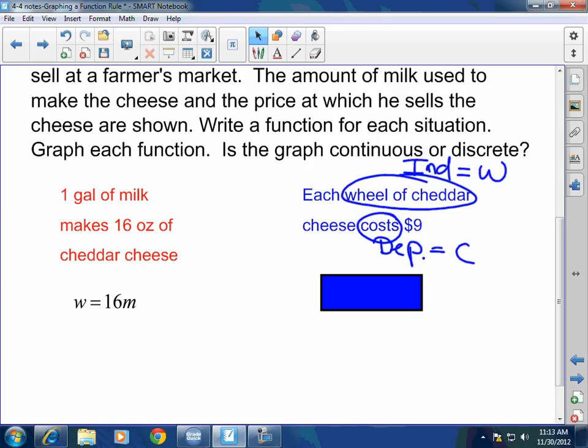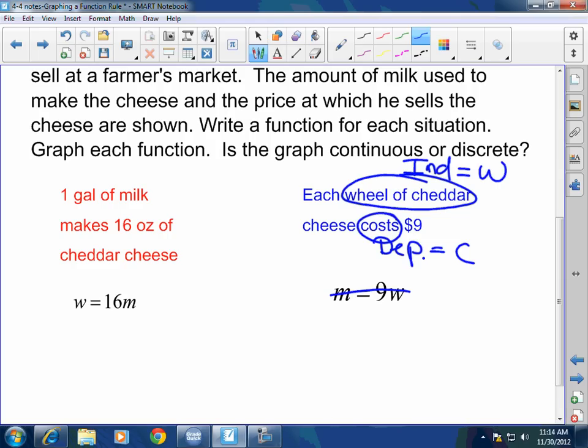No, I can't. The cost is dependent, so it's... And again, why am I choosing these crazy variables now? Money, I guess, but that was kind of stupid. I'll leave it like this. Cost equals $9 times every wheel of cheese you buy.